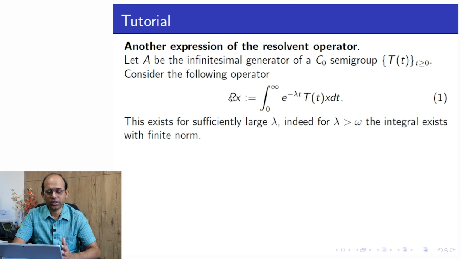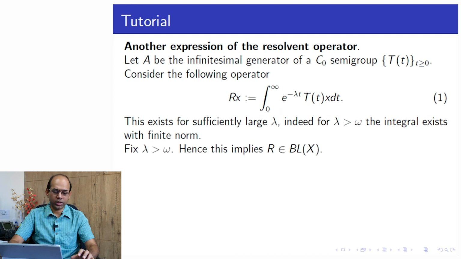So from here we can conclude that this operator R defined in this way, the Laplace transformation of T(t), is a bounded linear operator. Why linear? Linearity is very clear because it acts linearly from here. Now onward we fix lambda, which is more than omega, correct? We fix lambda more than omega. So hence this implies that R is a bounded linear operator on X.